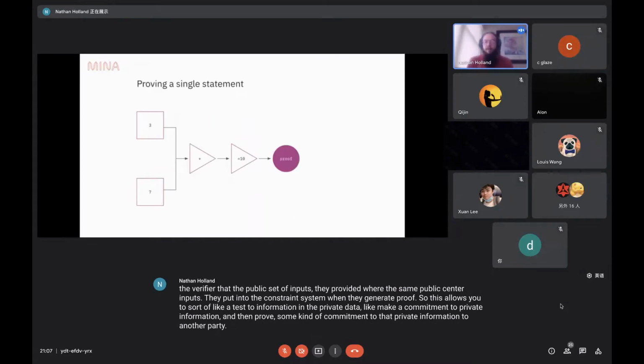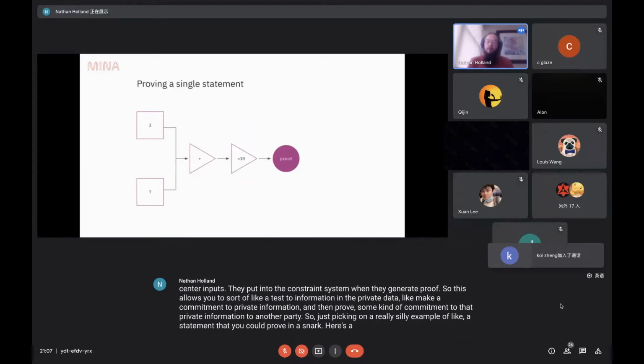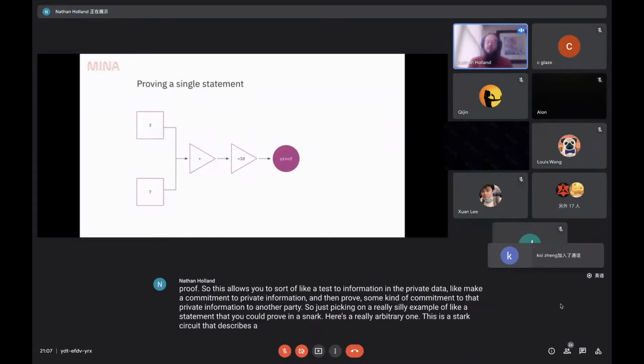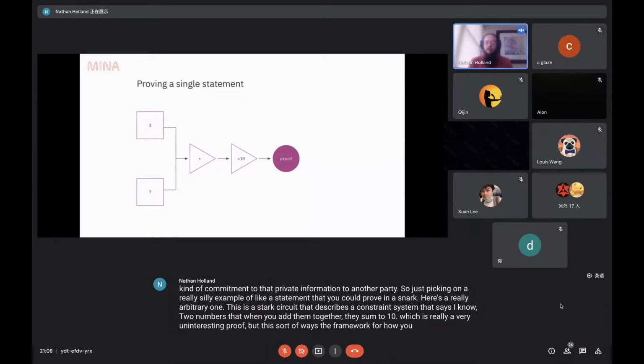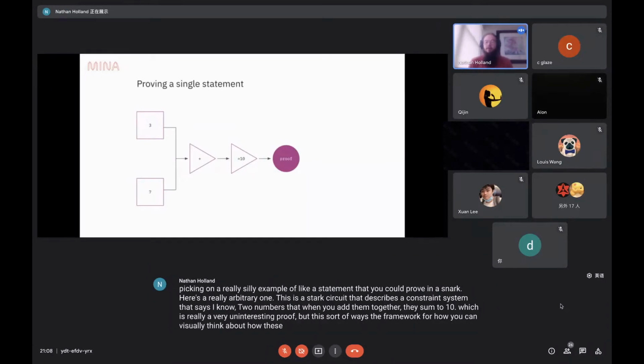So, picking a really silly example of a statement that you could prove in a SNARK. Here's a really arbitrary one. This is a SNARK circuit that describes a constraint system that says, I know two numbers that when you add them together, they sum to 10, which is really a very uninteresting proof. But this lays the framework for how you can visually think about how these SNARK proofs can be constructed.